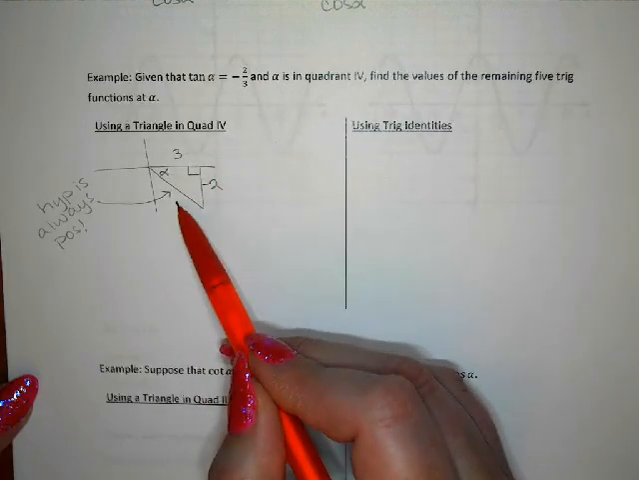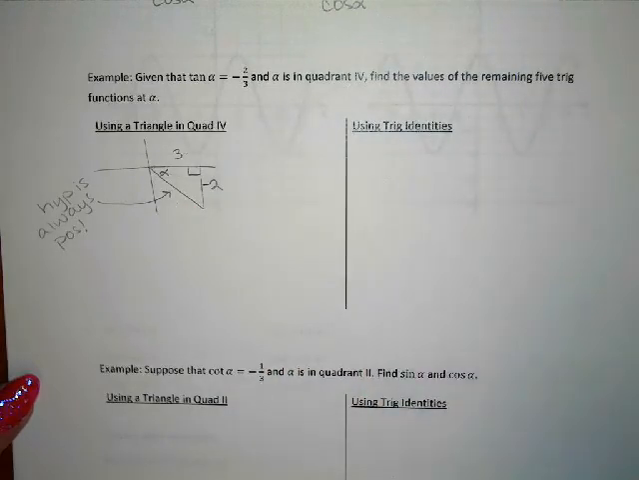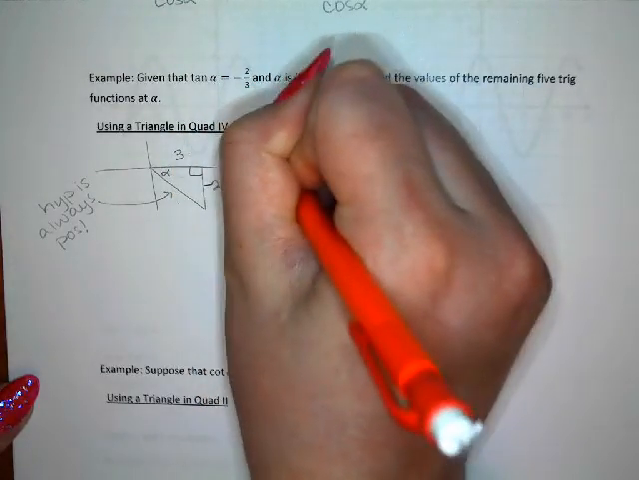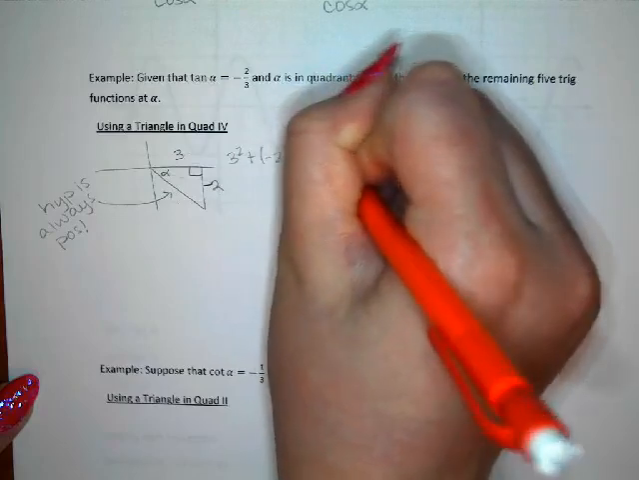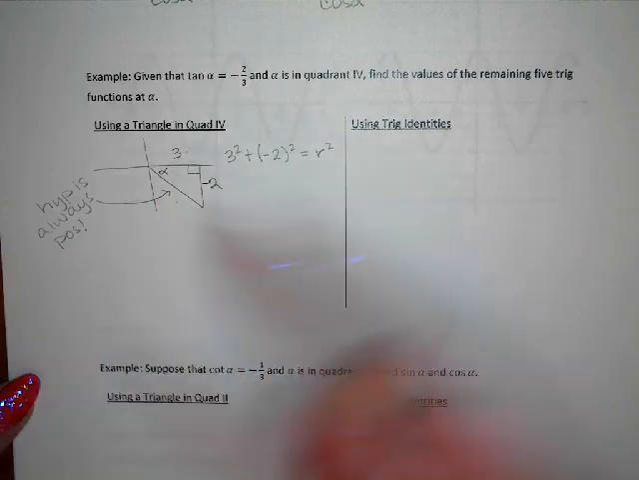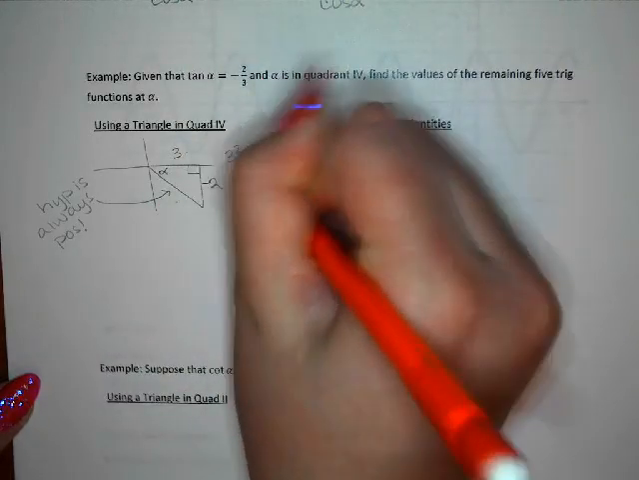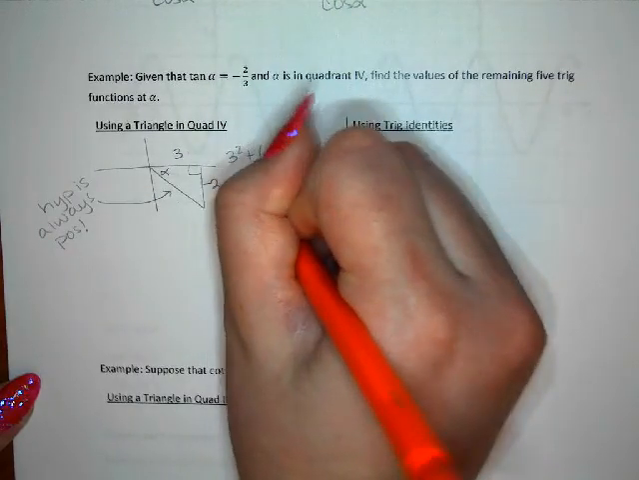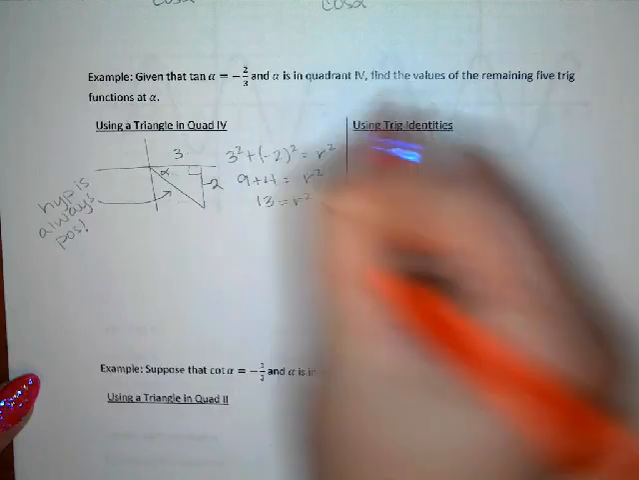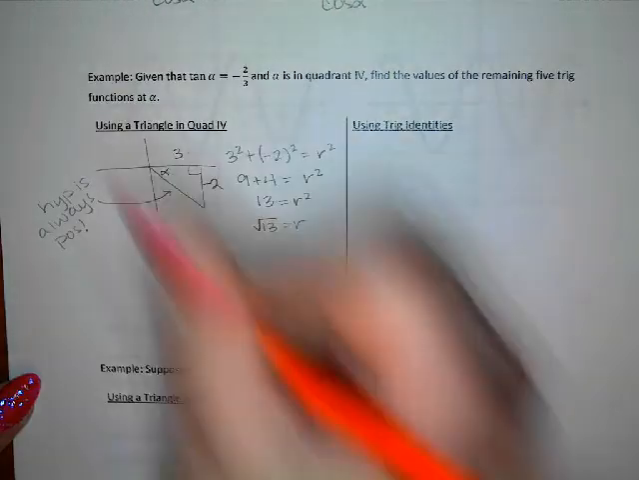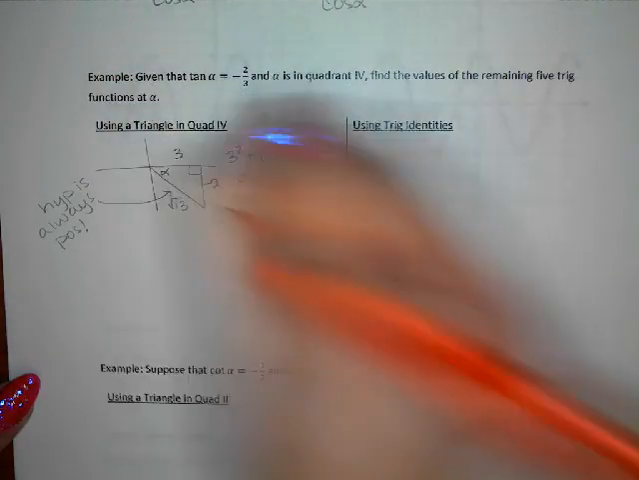To find the hypotenuse, we're just going to do the Pythagorean theorem. So 3 squared plus -2 squared equals r squared. They always used r because they were calling this like a radius of a unit circle. But you could use h if you wanted to. It doesn't really matter. So 9 and 4 gives us 13. And so the square root of 13 is the radius or the hypotenuse. So I'm going to label this as root 13. Okay, so from here I have all the information I need. I could go through and find all of my trig ratios.